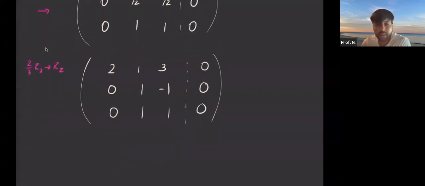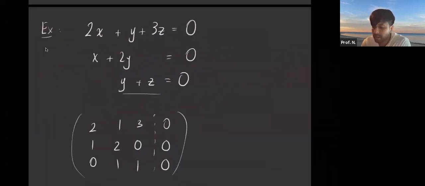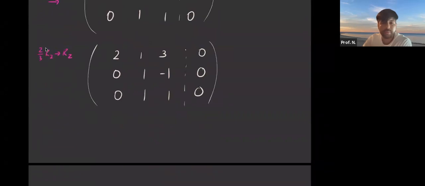And then what do we get? Yes, Chaitanya, you can, it already is homogeneous. You can solve it a number of ways. You can just solve it by substitution if you want, or elimination. But we're trying to use what we've been learning so far, which is putting it in row reduced echelon form.